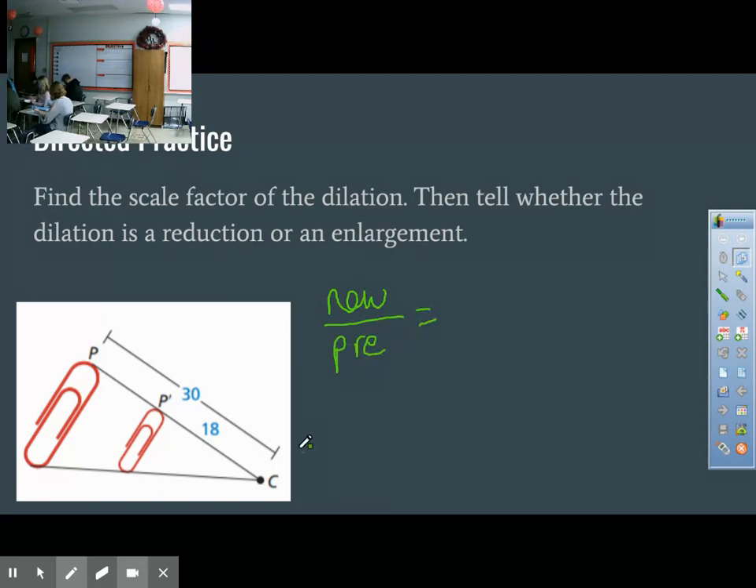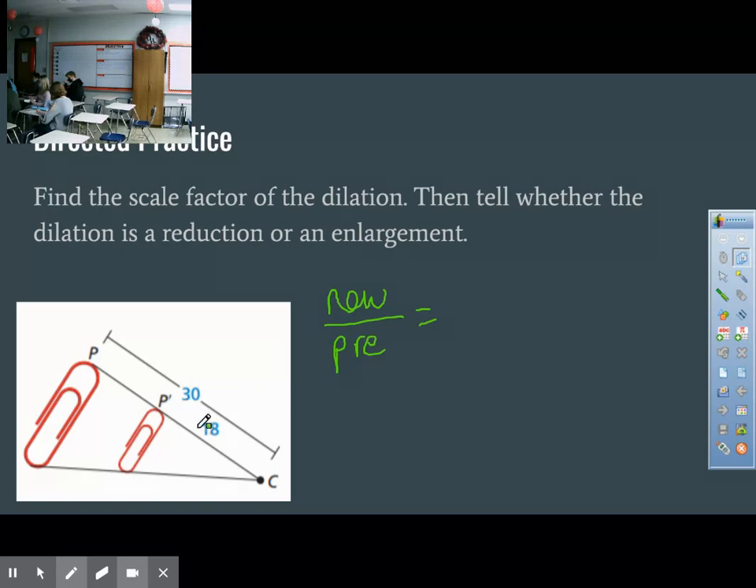All right, so figure out which one's your new paper clip. Would it be the one with the P or the P prime? Grace, what would you say? Yeah, P prime. So P prime is the new one. So if you look from C to P prime, what is that length there, Lakin? From the length? Yeah, from C to P prime. Perfect. And then the pre-image was the original size of the paper clip. And what would be that length, Taylor? 30. So we got 18 over 30.